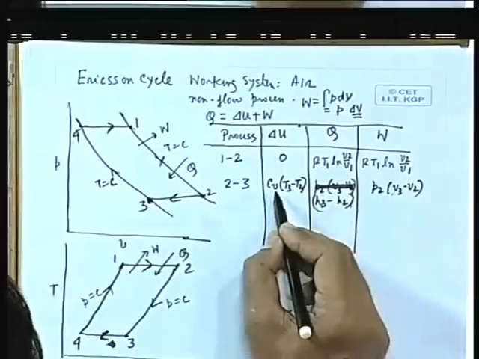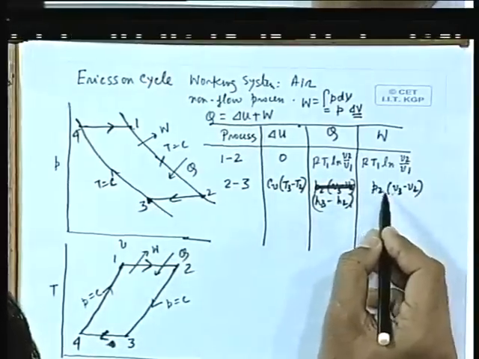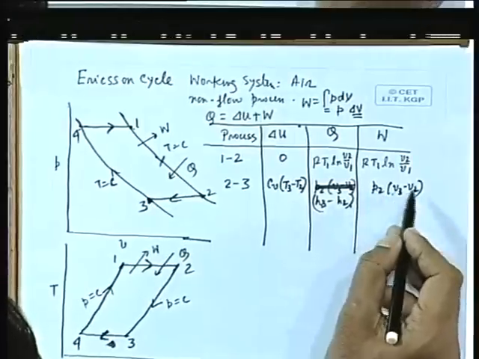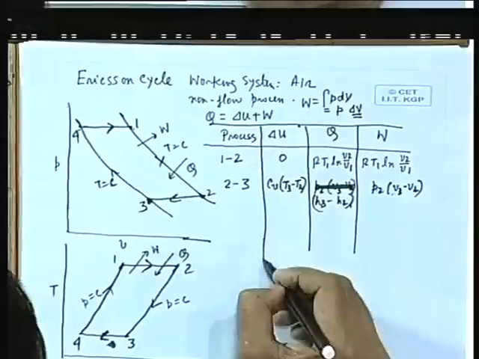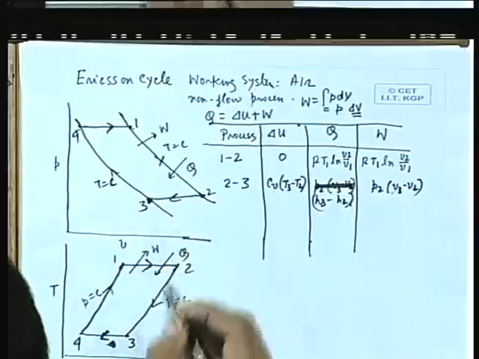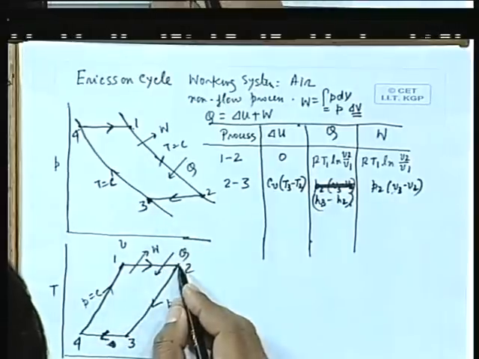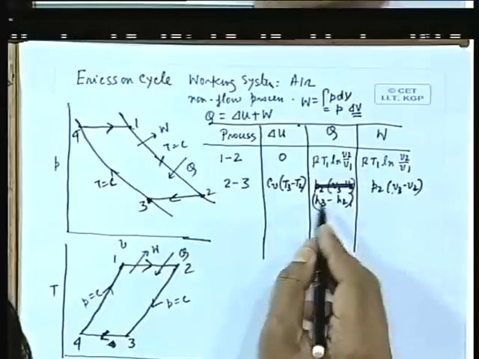If we add these two things, P2 V3 minus P2 V2, and you see P2 is constant, so P2 is P3 also, the P3 V3 minus P2 V2. If you add that, then it will be H3 minus H2. Otherwise we can simply write H3 minus H2, because this is a constant pressure process between 2 to 3. At constant pressure, heat addition is the difference of enthalpy.